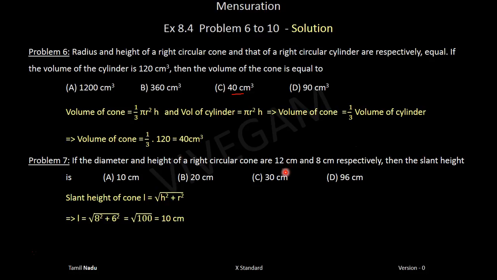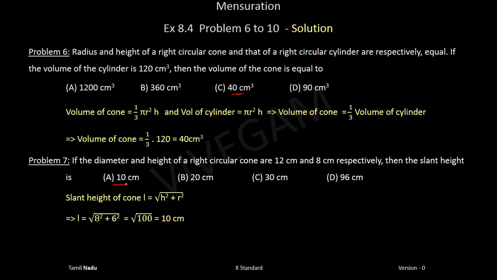Okay. So, the slant height will be root of h square, h is 8, plus r square. R is half of 12 because they have given us the diameter. So, half of 12 is 6. So, slant height will be root of 8 square plus 6 square. 8 square is 64. 6 square is 36. So, 64 plus 36 is 100. Root of 100 is 10 centimeter. The slant height is 10 centimeters. So, it is option A.